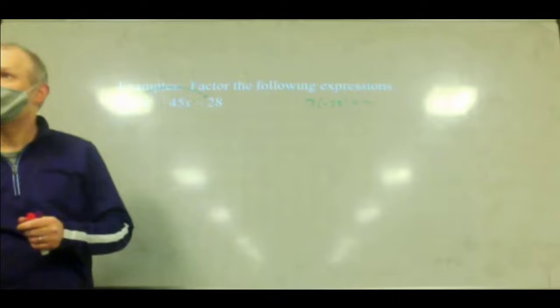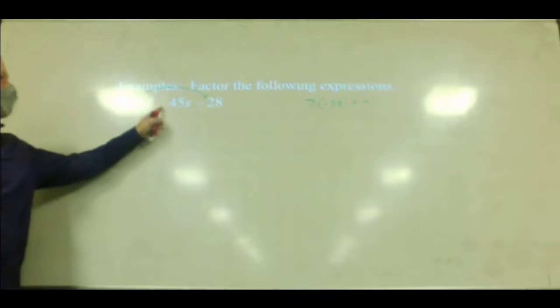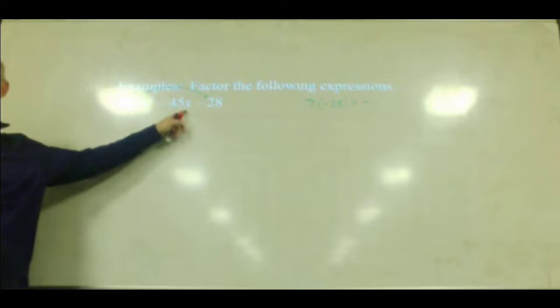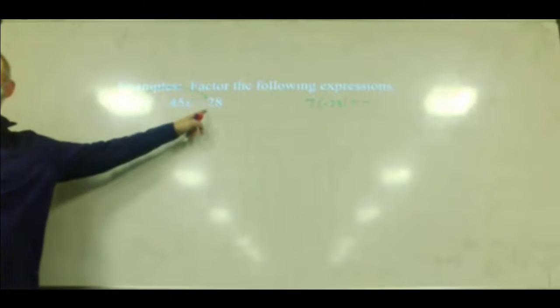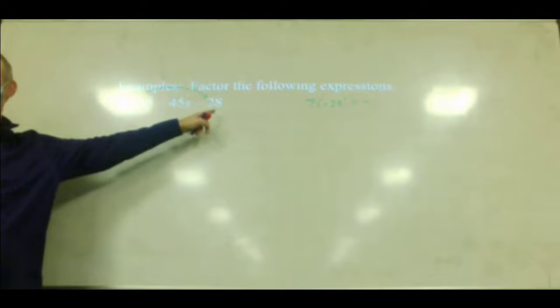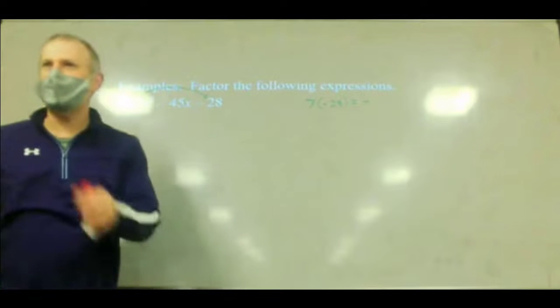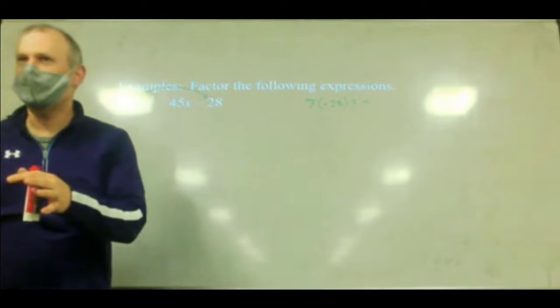Can you read the problem? Yep. 7x squared minus 45x minus 28. 7x squared, right? Thank you. So what did we say? Negative 196? Okay.